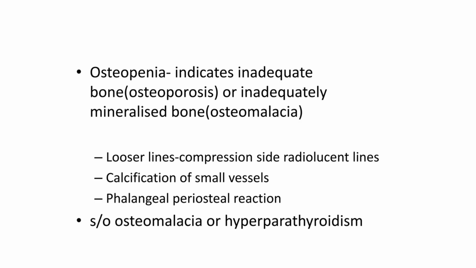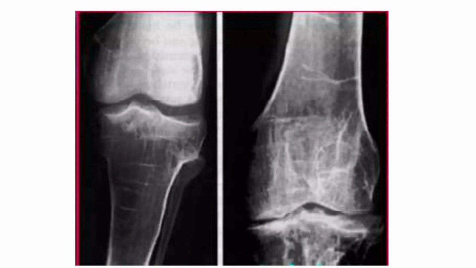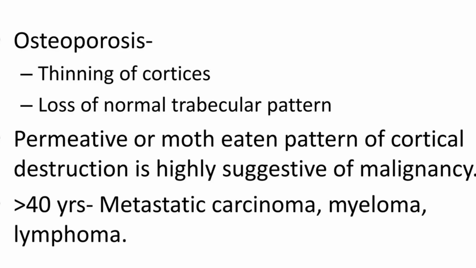When you see Looser lines or compression sites, calcification of small vessels, periosteal reaction, we should suspect either osteoporosis or osteomalacia, and signs of osteomalacia or hyperparathyroidism should be ruled out. You see in this X-ray the cortical margins are thinned out and the trabecular pattern is lost. Then we should suspect osteoporosis on a simple X-ray also.